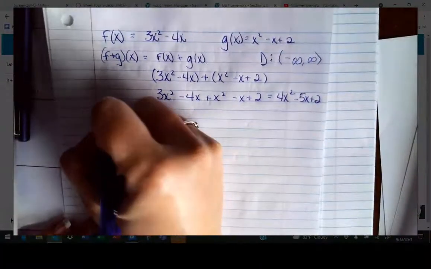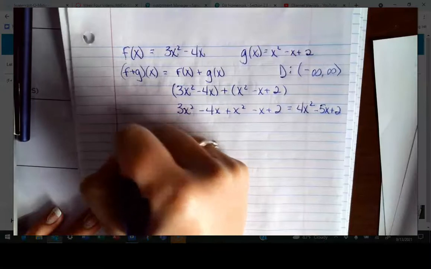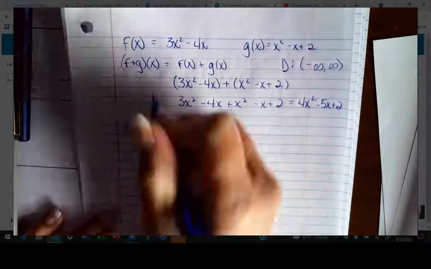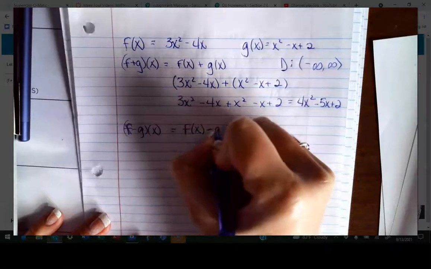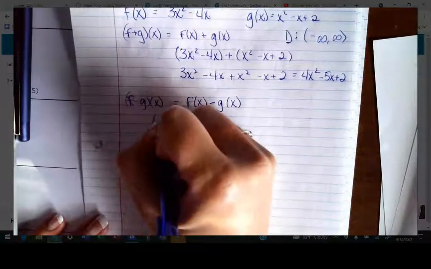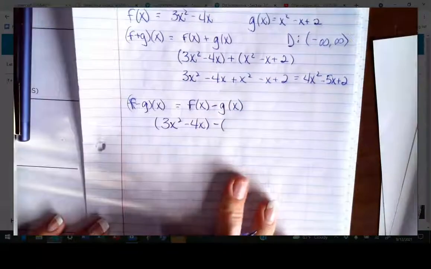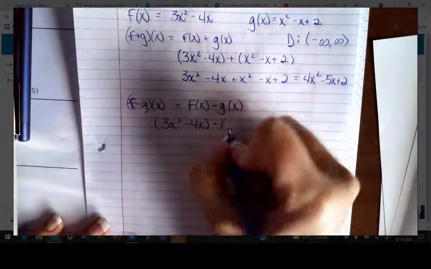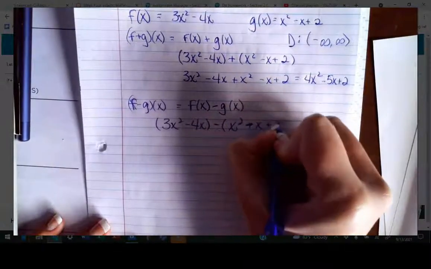So let's do f minus g at x. So what does that mean? That means f of x minus g of x. So what is f of x? f of x is 3x squared minus 4x. So I've got 3x squared minus 4x. Then I'm going to subtract g of x. What is g of x? g of x is x squared minus x plus 2.